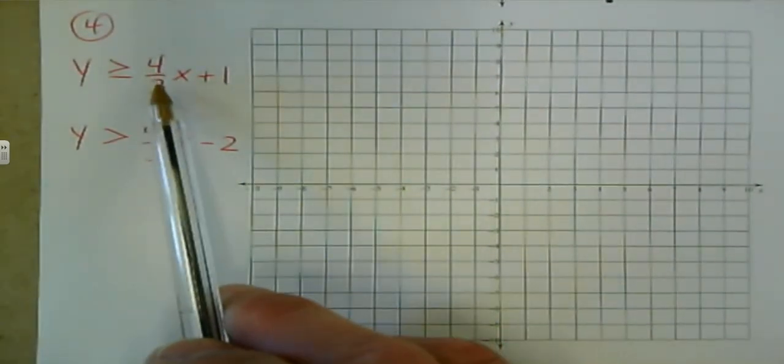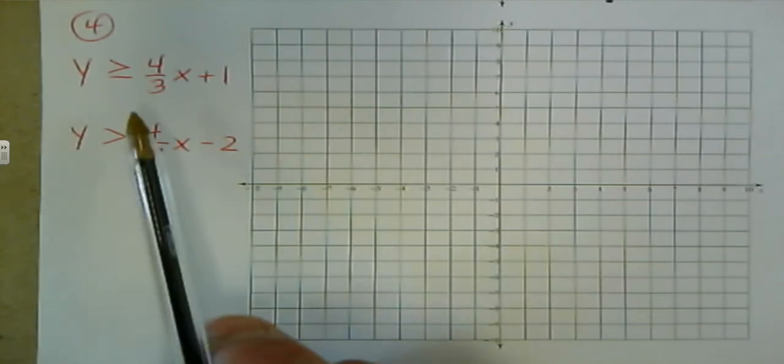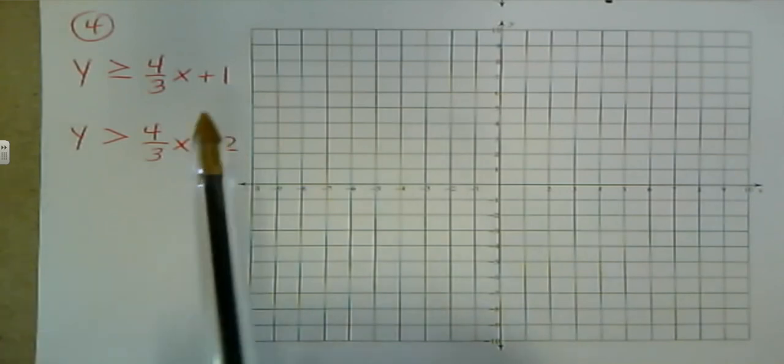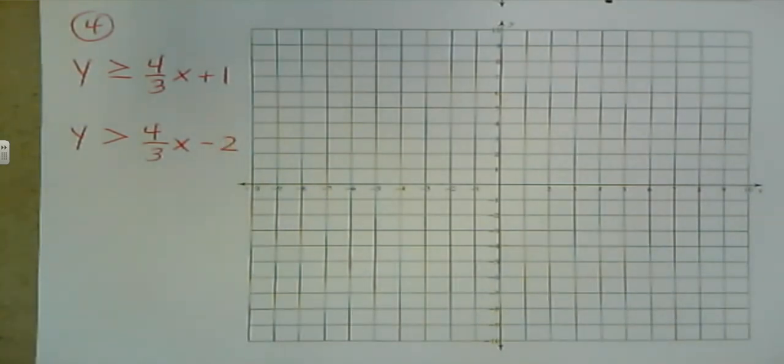Everybody notice something about the slopes? They're the same. We're going to have parallel lines. So let's just go ahead and graph it first, and then we'll deal with shading, because this turns it into 3 pieces instead of 4.